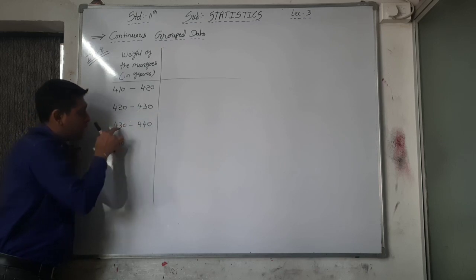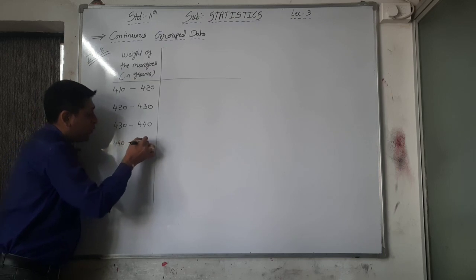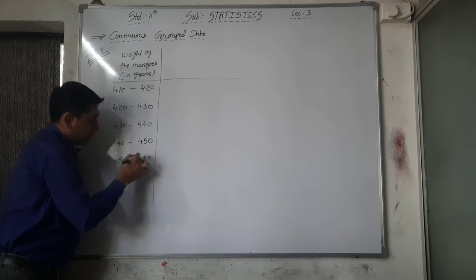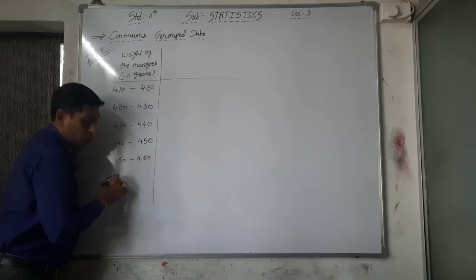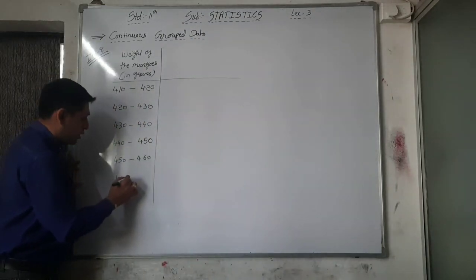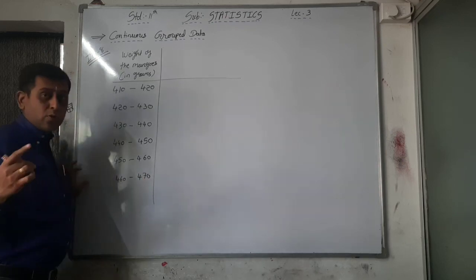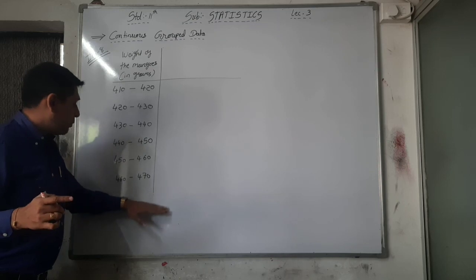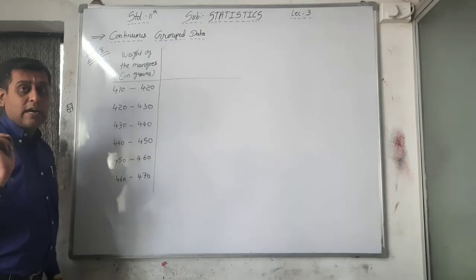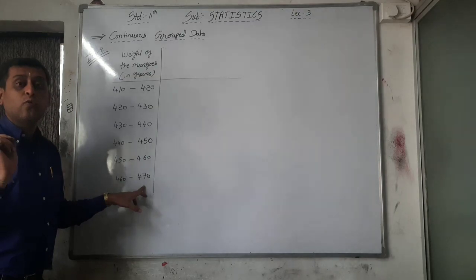Here see, 430, then 430 to 440, then 440. Here 442 to 450, then 452 to 460. Then below what? Below 470. So the last one is 460 to 470. Below 470 means not more than 470, so we cannot make a next class, 470 to 480, because the last data is below 470. So it is between 460 to 470.